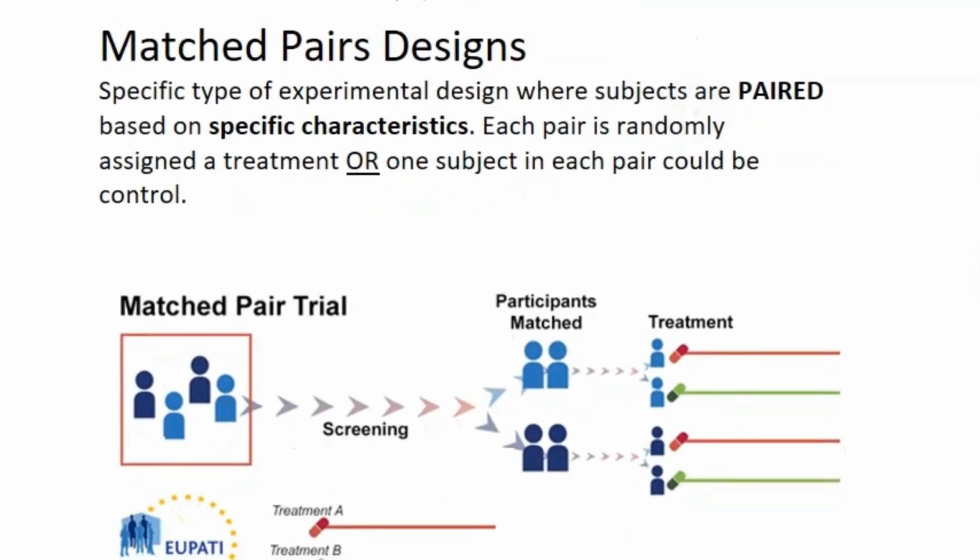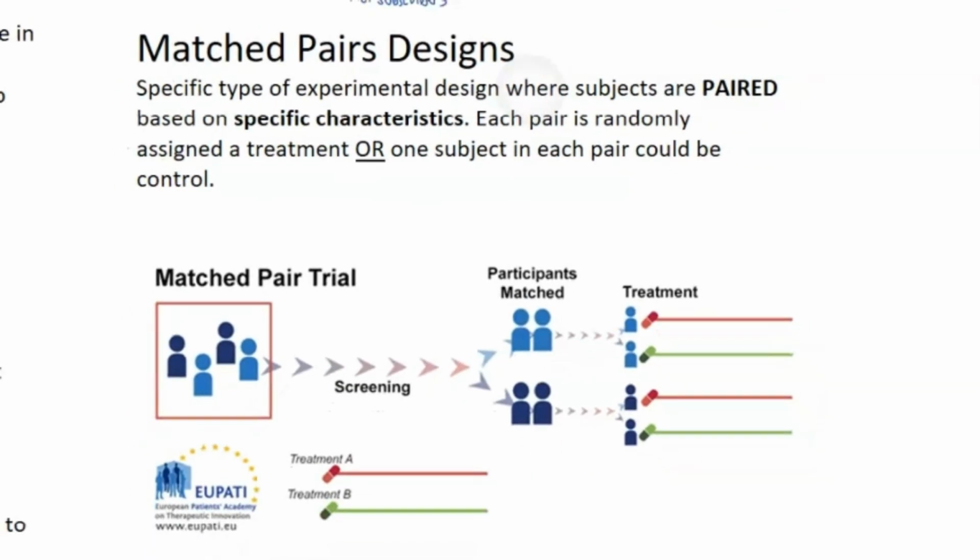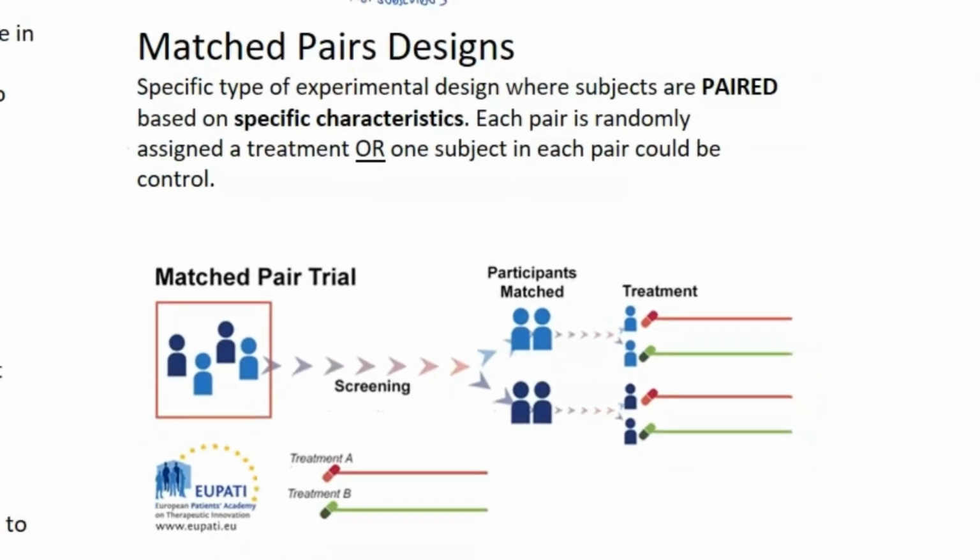All right, so the last experimental design type we're going to talk about is matched pairs design. This is a specific type of experimental design where your subjects are paired based on specific characteristics, and each pair is randomly assigned a treatment, or one subject in each pair could be a control.